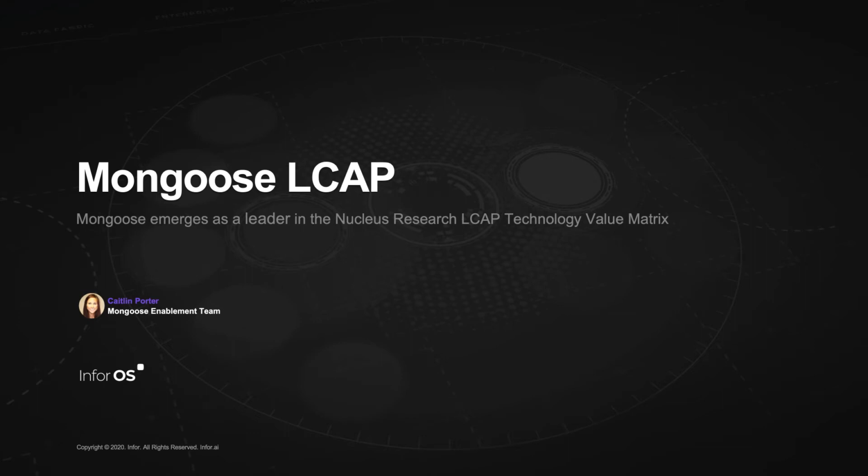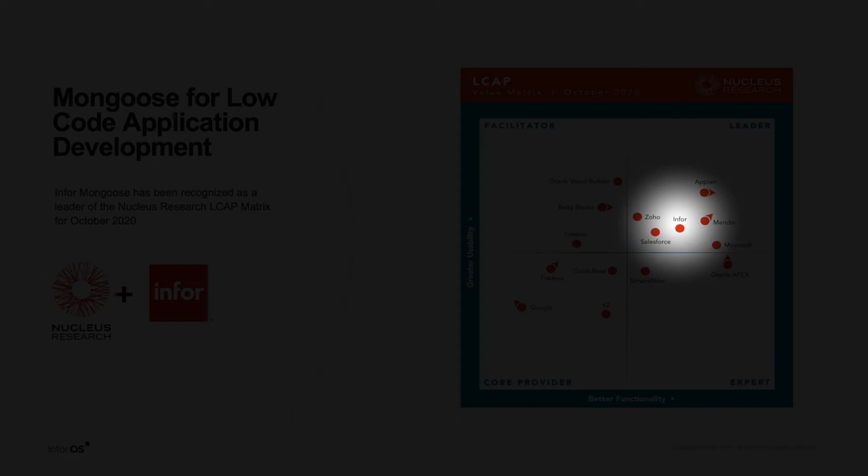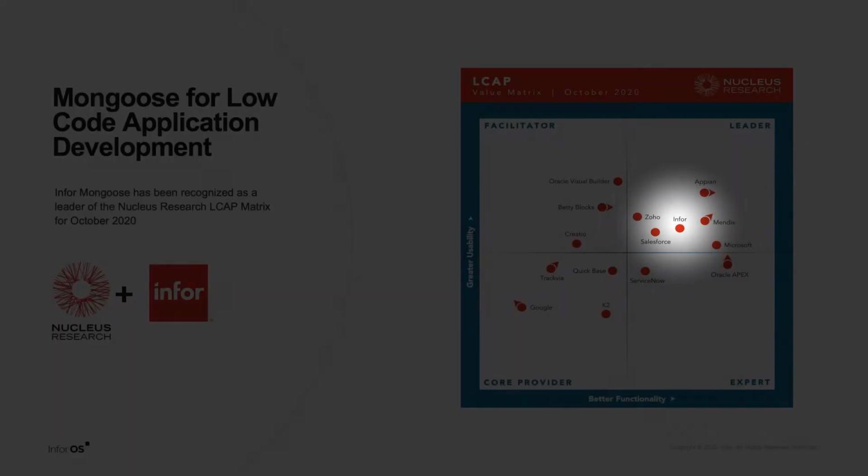Infor Mongoose has recently been named as a leader in the low-code application framework industry. In this video, I will explain what is Mongoose and will demonstrate just how easy it is to build applications within Mongoose. Nucleus Research recently released their October LCAP matrix, and in that matrix, Infor Mongoose was recognized as a leader for low-code application development.